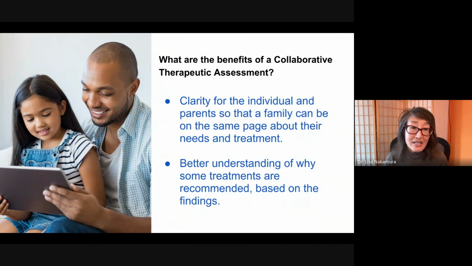And one of the things that come out of research around collaborative therapeutic assessments is that the family is more on board with the recommendations, because we've talked about why this leads to this. And so sometimes I've had this lovely experience where I'm at the feedback session for a youth, and they've come up.